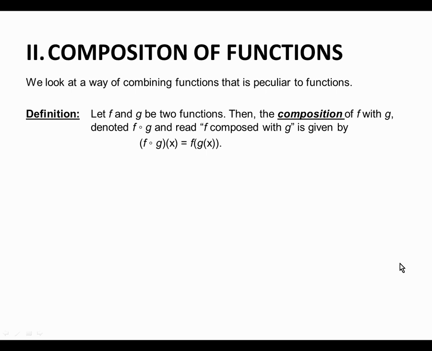So, definition. Let f and g be two functions. Then the composition of f with g is noted like this. You put a little open circle between the f and the g. It almost looks like you spelled the word fog. And it's read f composed of g. It's given by f composed of g of x is equal to f of g of x. You evaluate a function at a function. That's what's going on here. Composition is evaluate a function at a function.